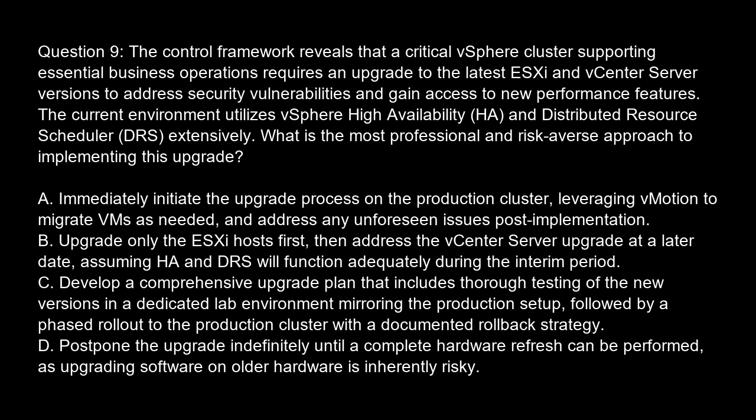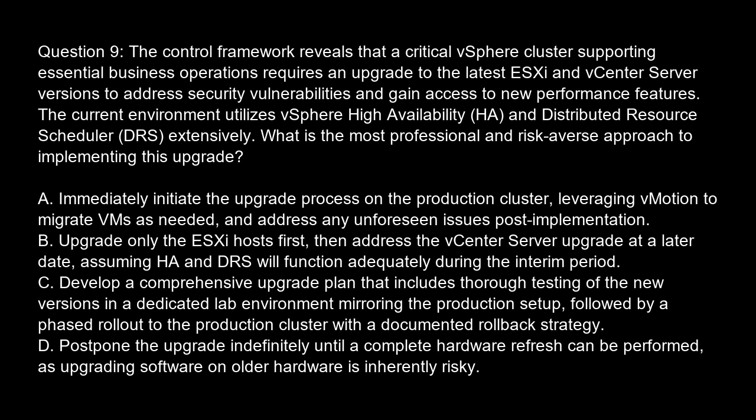Option A. Immediately initiate the upgrade process on the production cluster, leveraging vMotion to migrate VMs as needed and address any unforeseen issues post-implementation. Option B. Upgrade only the ESXi hosts first, then address the vCenter server upgrade at a later date, assuming HA and DRS will function adequately during the interim period.